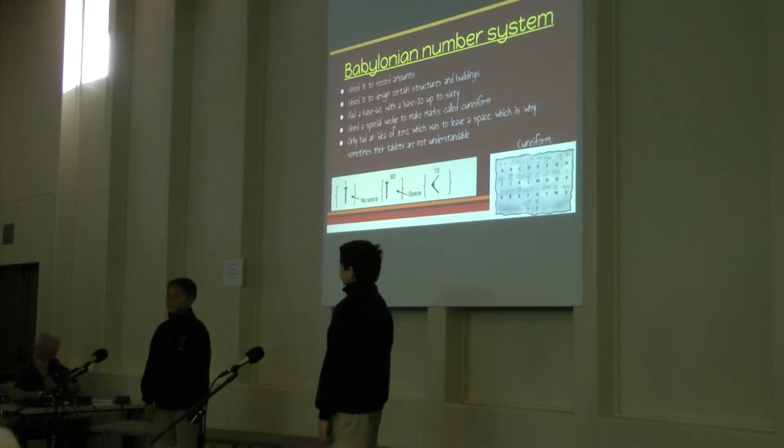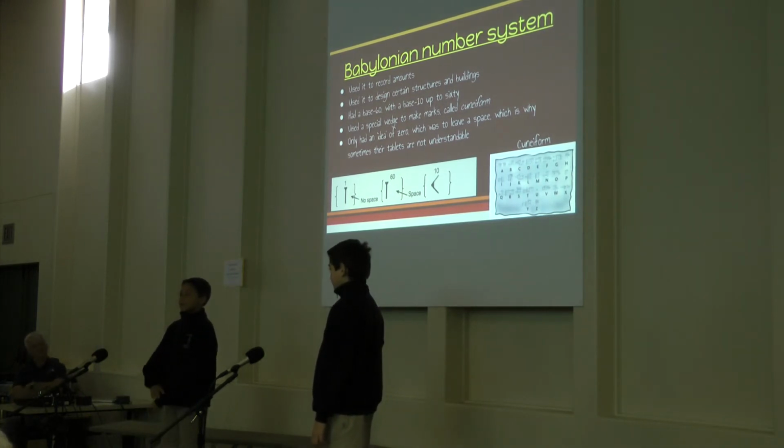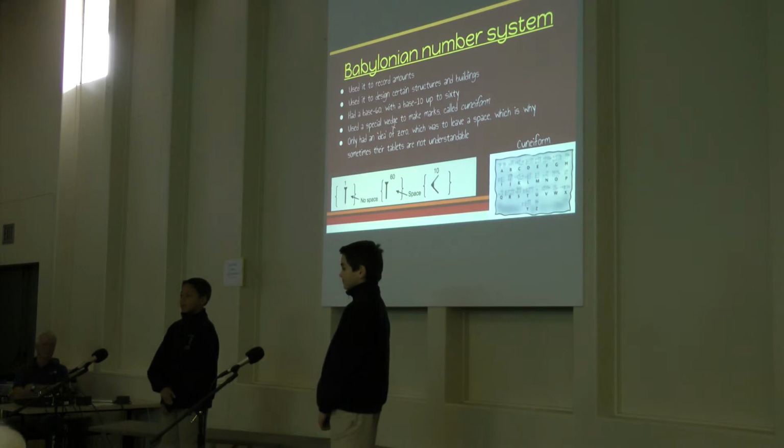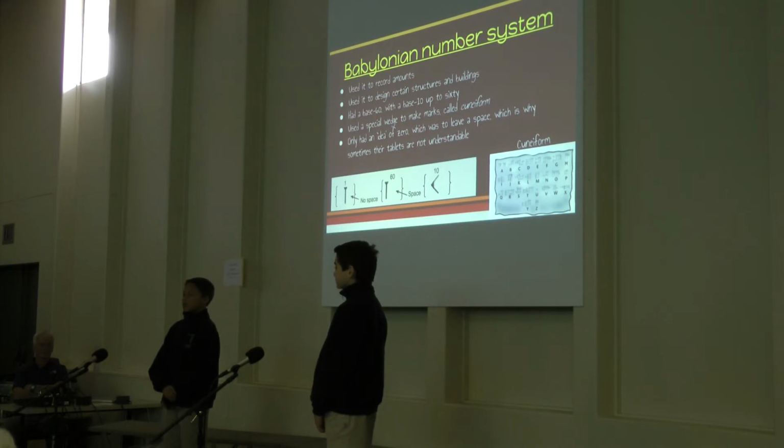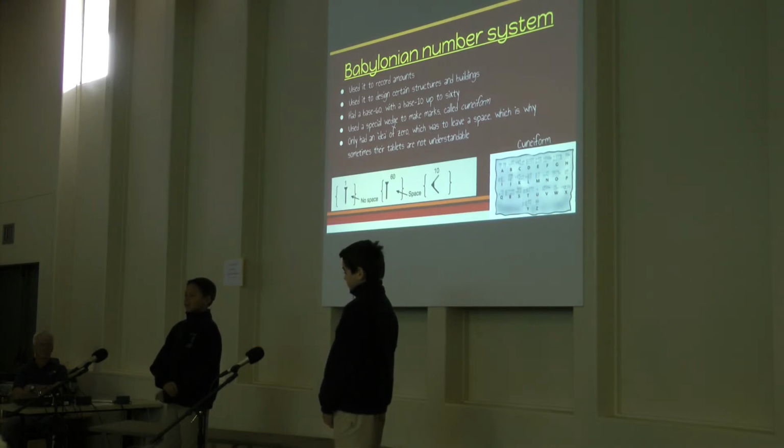The Babylonian number system. The Babylonians used a number system because they used it to record amounts. They used it to design certain structures and buildings. They had a base 60 with a base 10 up to 60. They used a special wedge to make marks called the cuneiform. Now, their idea of zero was supposed to leave a blank space, which is why the tablets are not understandable.